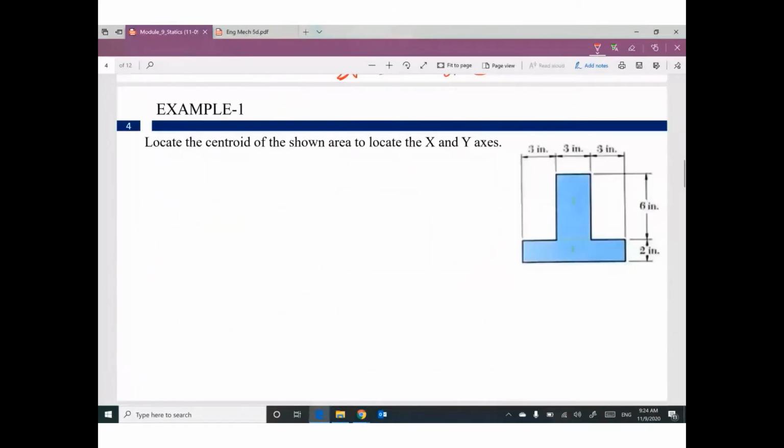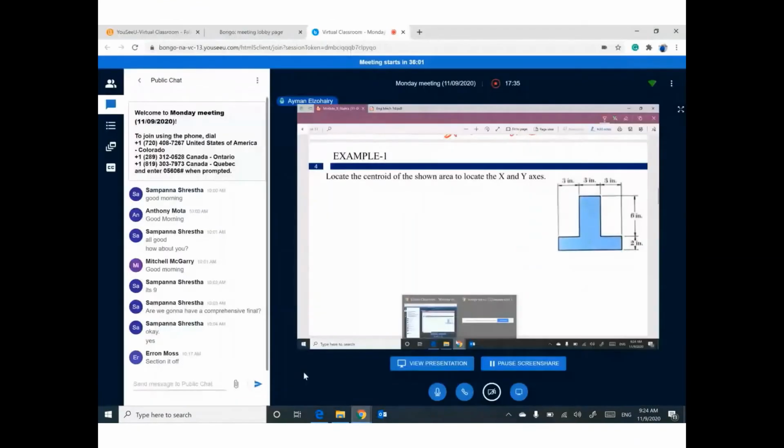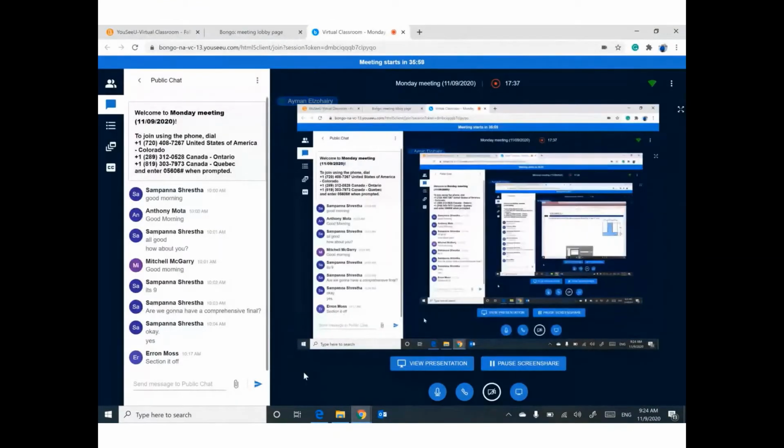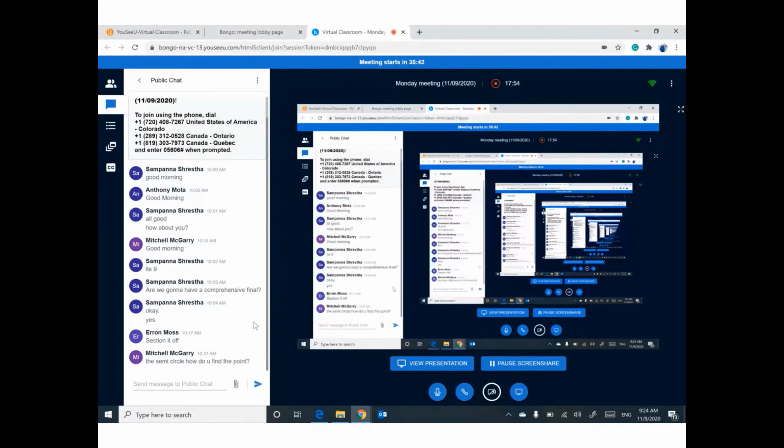Any questions so far? Okay. Wait a moment, Mitchell, because a semicircle has a different technique.